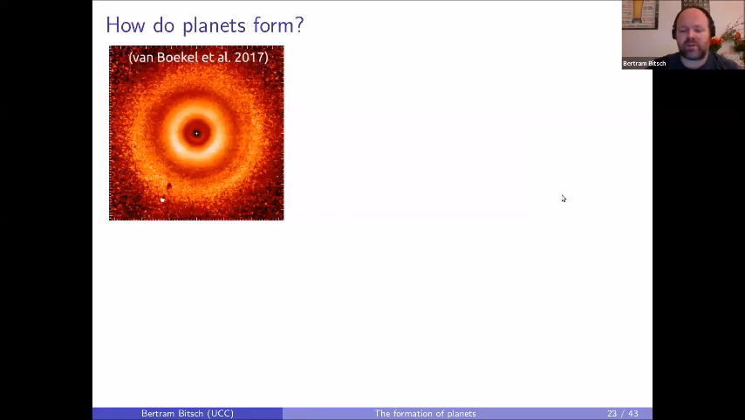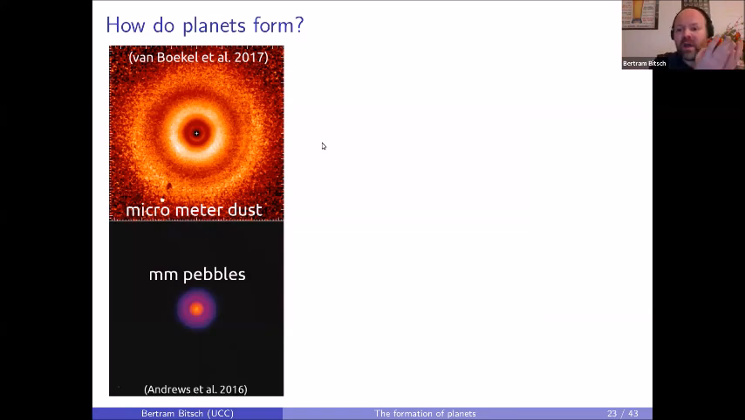So now how do we put this together? What we have here is another image of a protoplanetary disk, but from a different instrument. It's the Very Large Telescope in Chile, which observes micrometer-sized dust grains, so the much smaller dust grains. Again, in this protoplanetary disk, we see these bright rings and darker gaps. But now we can observe the same disk at millimeter wavelengths, so we can see the millimeter-sized particles. This is the same disk at the same scale.